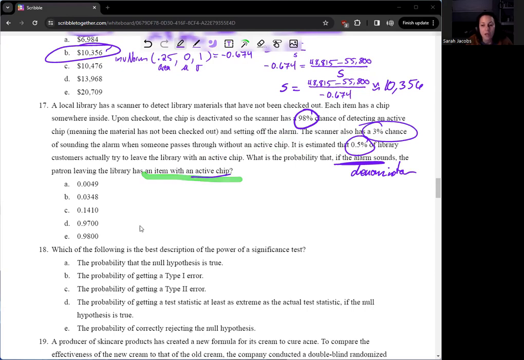All right. If you're thinking this sounds like a probability tree, so excellent. If you hate the sound of the word probability tree, time to get over that. They're super useful. Let's practice. So there 0.5%, half of the library customers actually try to leave the library with an active chip.